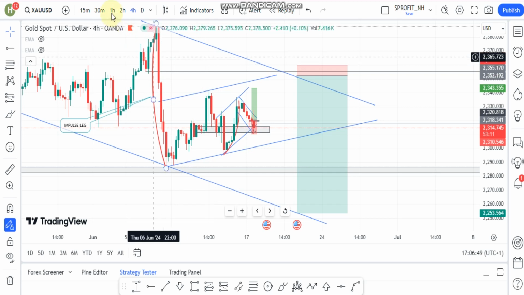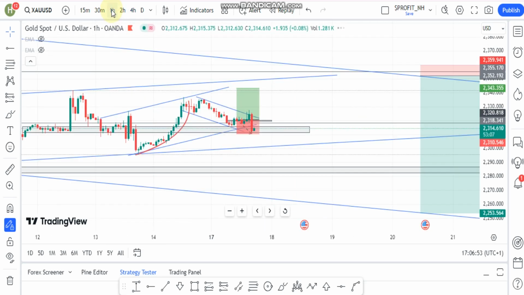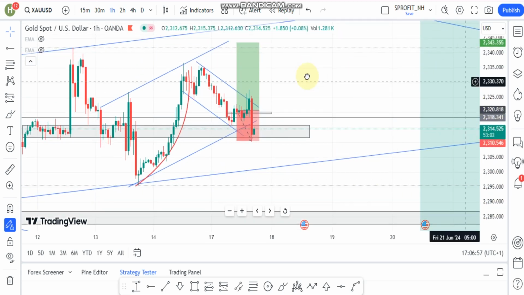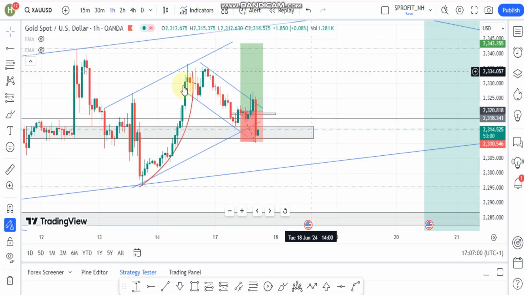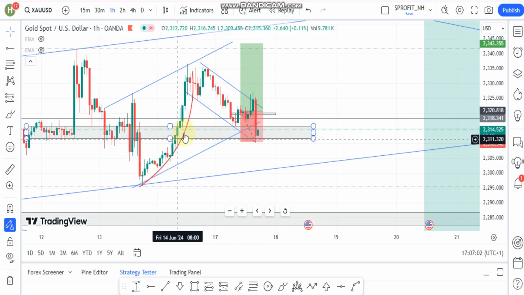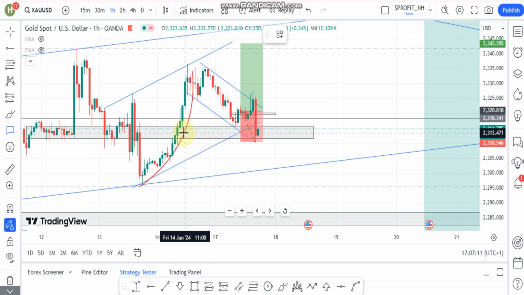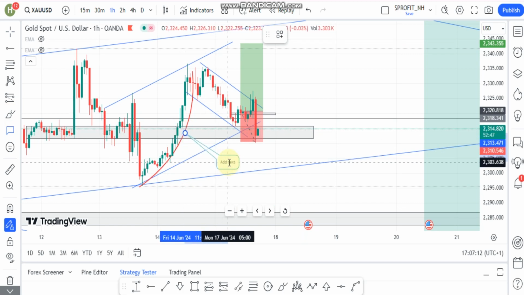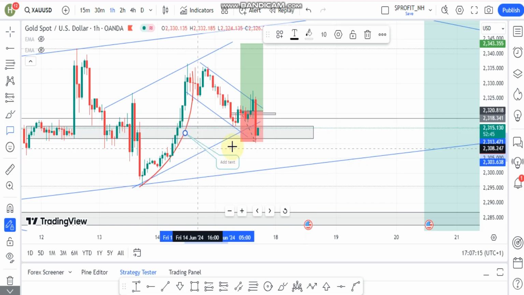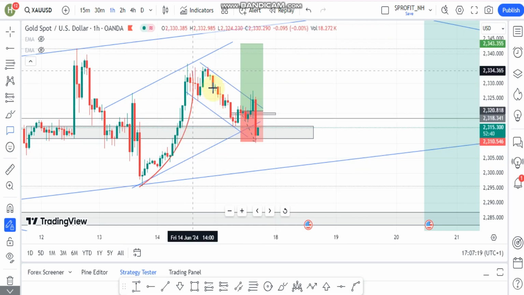Then again, let me go to the 1-hour time frame and show you what is happening there. So this is the trend line that we have from the 1-hour time frame. You see, we had this impulse leg at this point. This is an impulse leg that the market gave out at this point. Then after the market giving us this impulse leg, what is happening at this point?